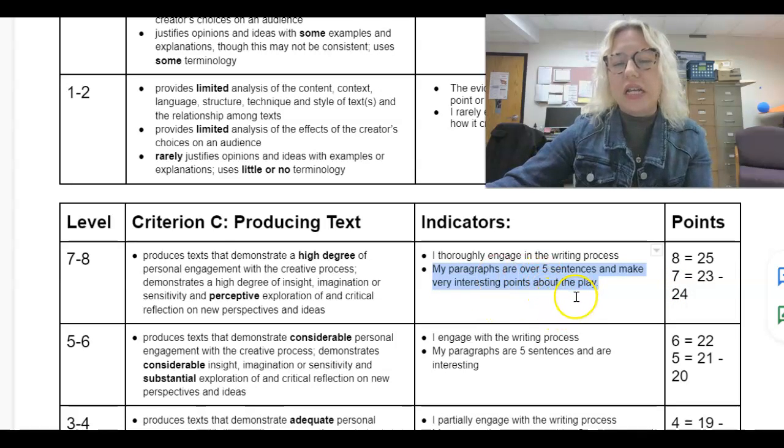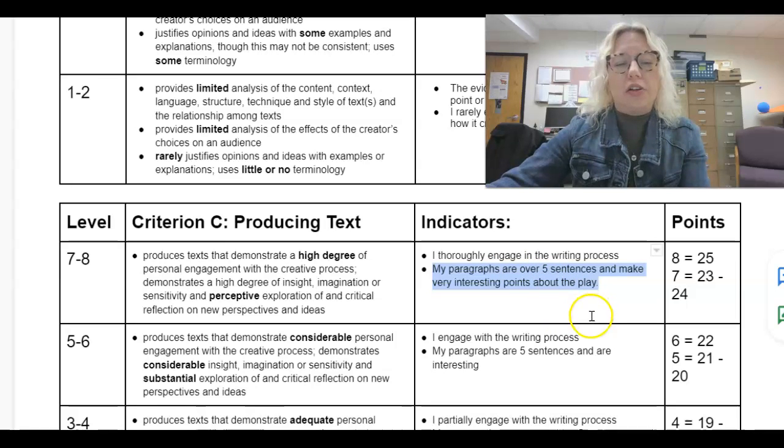All right, so that's how you're going to get an A on this essay. There are sample paragraphs. Good luck to you as you finish this up. It has to be submitted by the hard deadline.